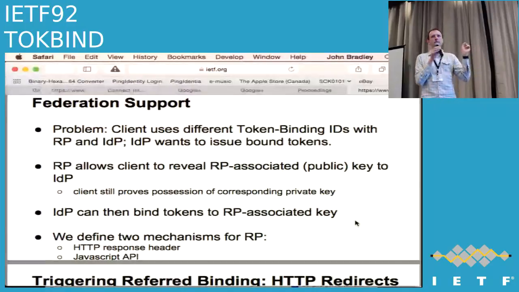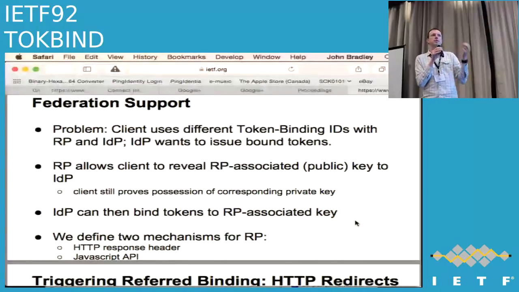The basic underlying idea is that for privacy reasons, we want to use different keys for the relying party and for the IDP. The relying party can tell the client it's okay that you reveal to the identity provider which public key you're using with me. So the identity provider now gets to learn two keys: the one the client uses with the identity provider normally, and the key it uses with the relying party.